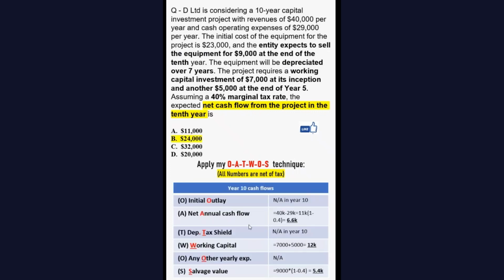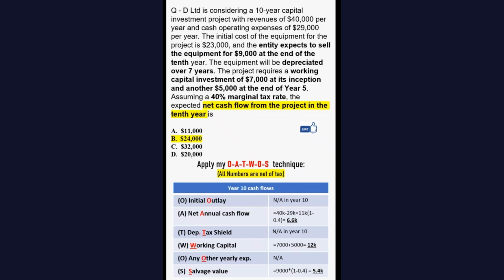Here is the table that I have. When I'm attempting this question in exam, I would quickly write OATS W in a column, and then against each of these, I will write the numbers if they are applicable. So this question is specifically asking for cash flows from the 10th year. I know that in the 10th year, which is the terminal year of the project, there will not be any initial outlay. So that would be NA, or you can say 0. The other is A, which is net annual cash flows. I know that the revenues are 40,000 here and the operating expenses are 29,000. So the net of these two, which is 11,000, is the annual net cash flows.